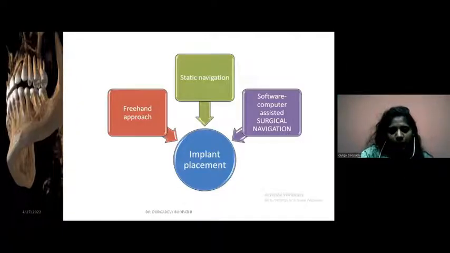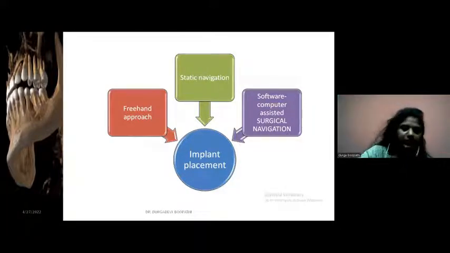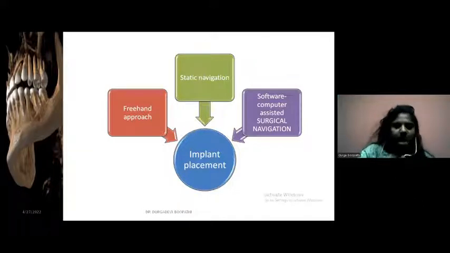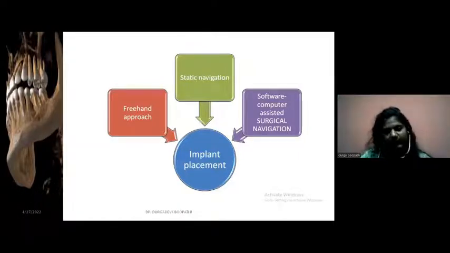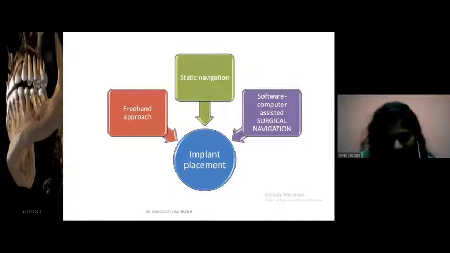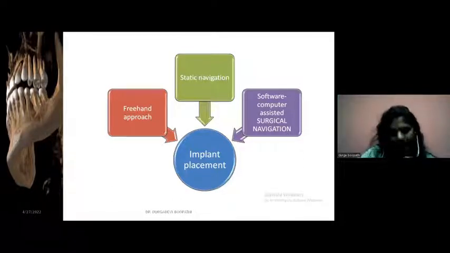So for implant placement, there are three approaches. One is the freehand approach. You take an OPG or you just check the depth and then you place it without any guidance. Static navigation is where you do a digital planning and make a stent, a plastic and a metal stent, and that stent will be fixed. The implant that you are placing will follow only that direction and that angulation. You can't change it during the time of surgery. And the third one is our software computer assisted surgical navigation. And that is where the shift comes in entirely.